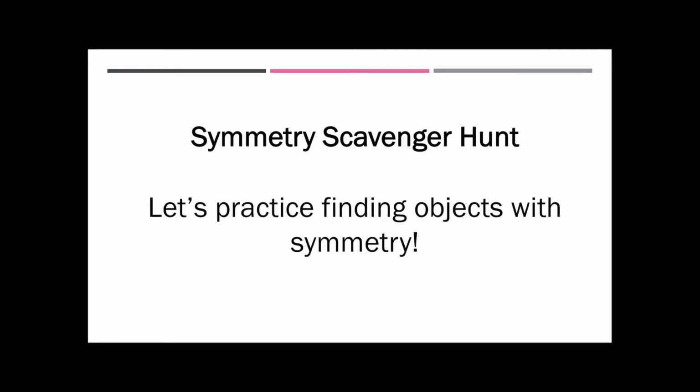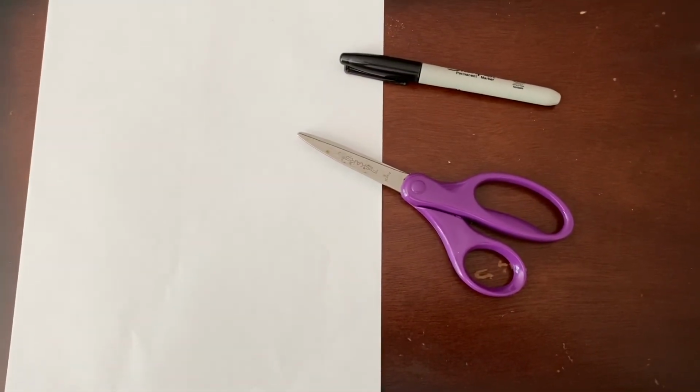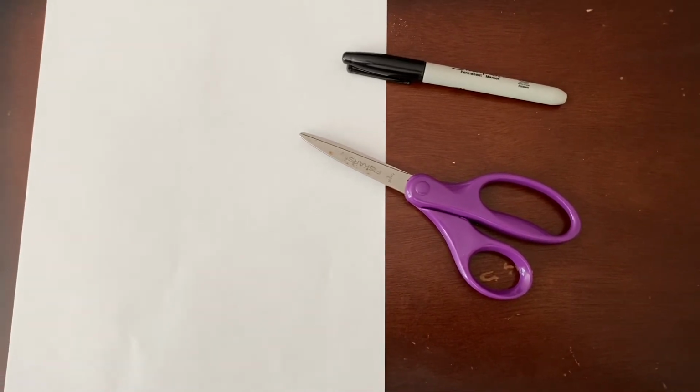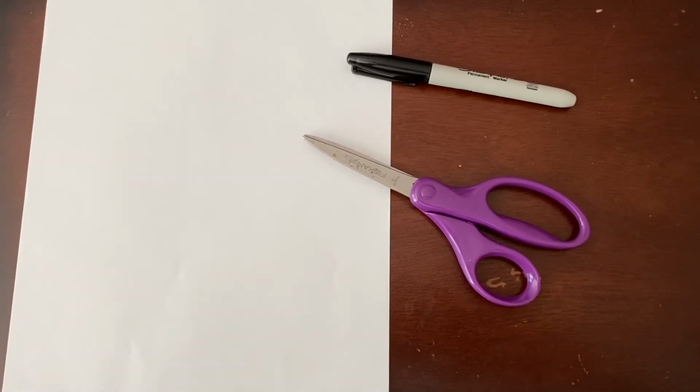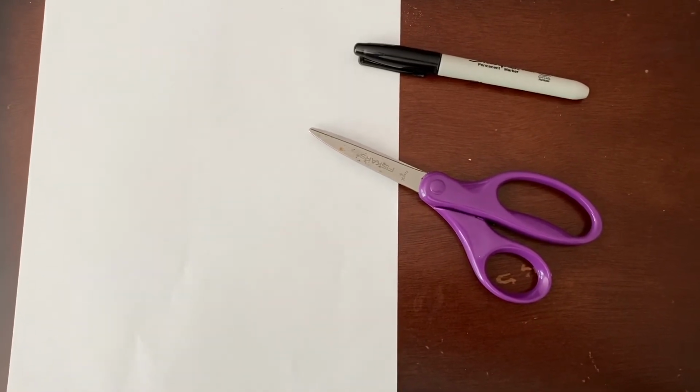Now that we've looked at the different definitions for symmetry, let's go ahead and do our symmetry scavenger hunt. We're going to practice finding objects with symmetry. To start off, make sure that you have a piece of paper, maybe 2 or 3, a pair of scissors, and some kind of writing utensil. I recommend using a pencil so that you don't mark up any of the items that we choose to trace.